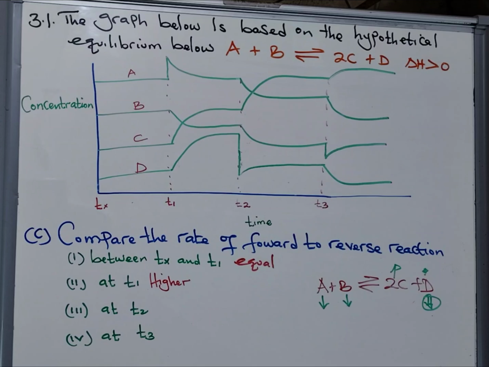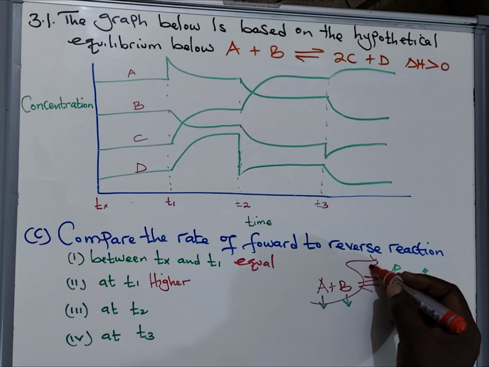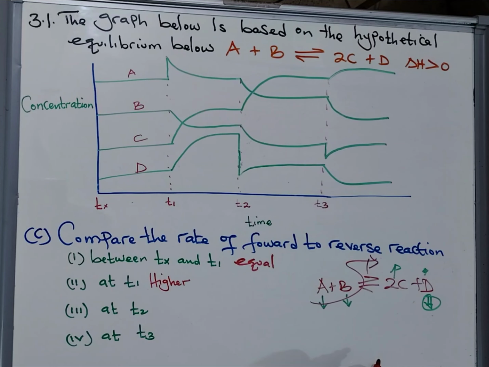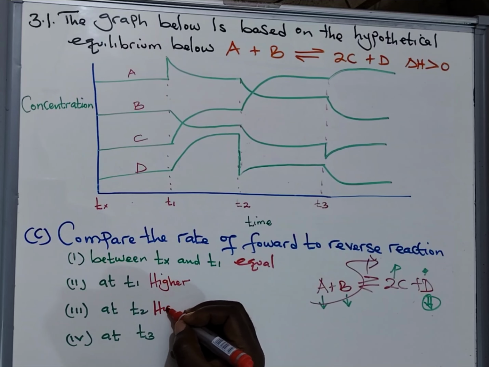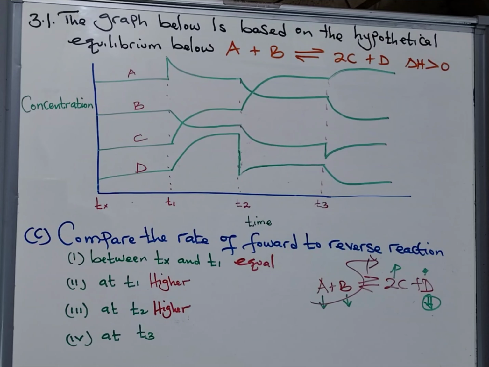Okay. Now, what do we do next? You predict position. Position is from low to high. So it means that forward is favored. And for the reaction where forward is favored, you have to know that the rate of forward reaction is higher than the rate of the reverse. And if that is true, it means that forward is higher than the reverse.